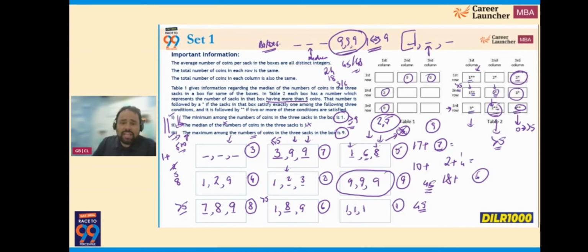If that one box itself is 9, the other box is 9. If that one sack itself is 9, the other two sacks are absolutely 0, not possible. If that one sack itself is 9, the other two are 9, because the sum has to be 9. So that means when there are two asterisks, the two asterisks denote the first statement, minimum is 1, second statement is median is 1, and we are done. This is basically what the entire set is.